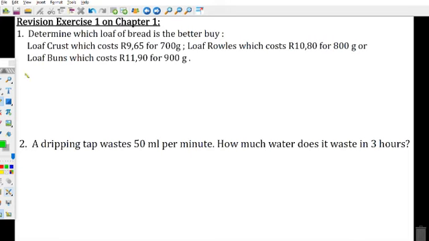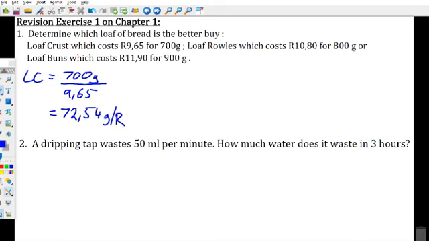So have a look here. Let's look at the loaf crust. 700 grams divided by 9 Rand 65. Which is going to be what? So you say 700 divided by 9.65, and we get 72.54 grams per Rand.